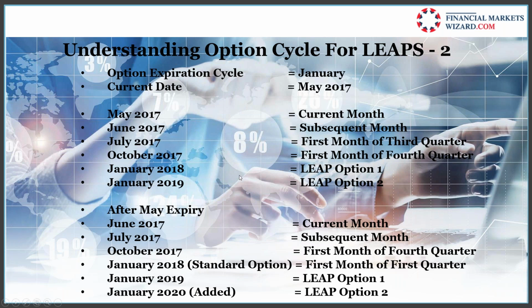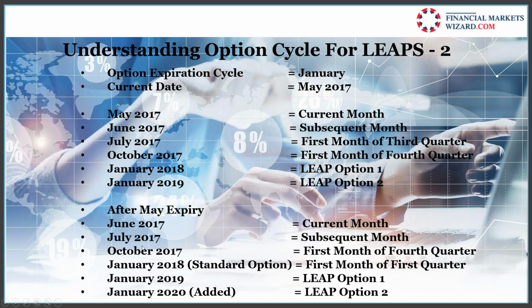So when you see a longer term January listed, and when you see more than 4 months, then you know it's a LEAP option. Not all the stocks have LEAPs. So now what happens? We are in the month of May. When the month of May expires, what would you see? You won't see May anymore, right? 1 month is gone. So June will become the current month. We already know that.